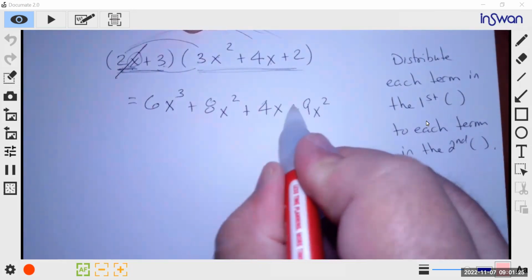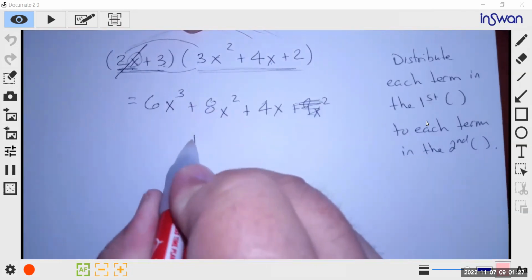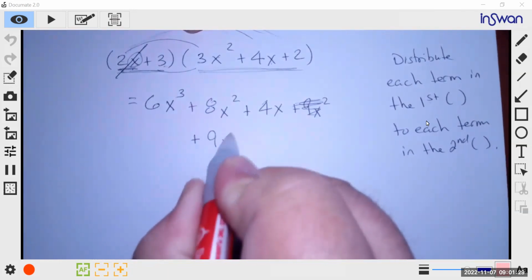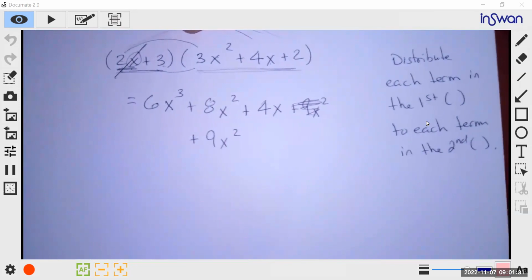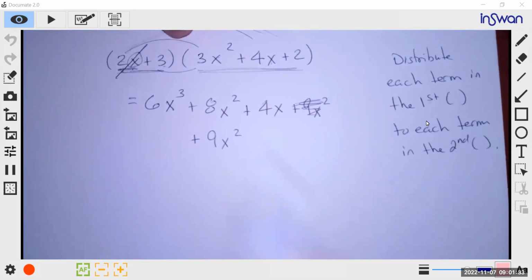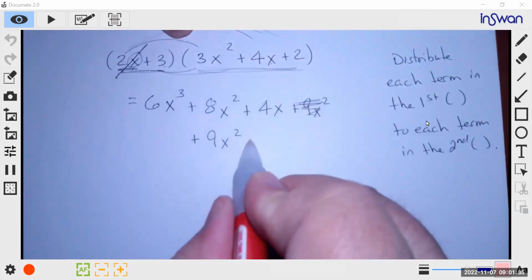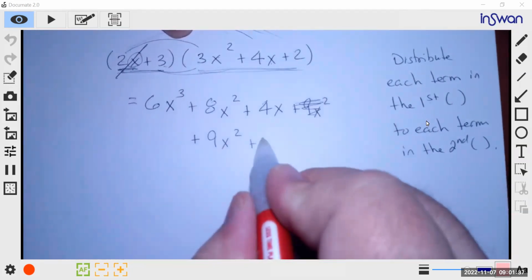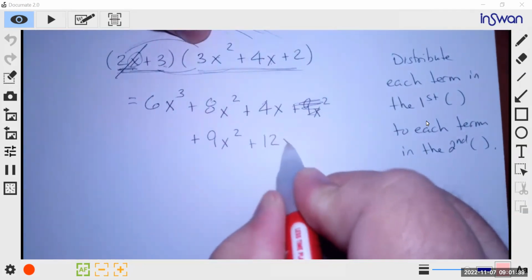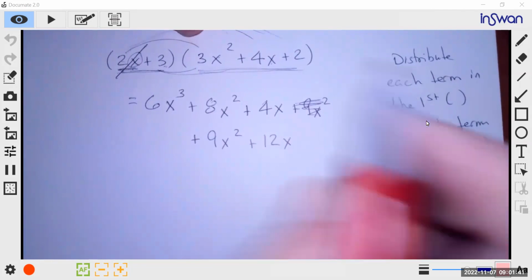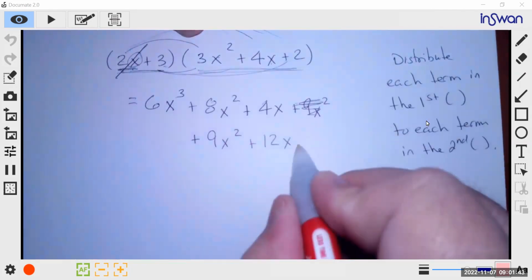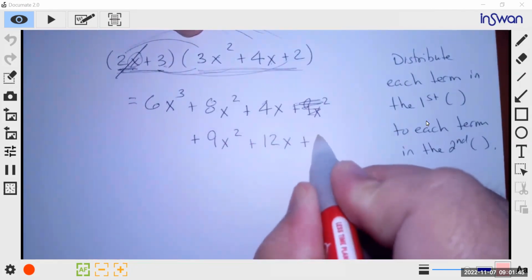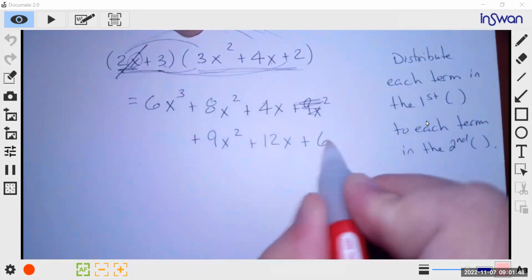Notice, instead of putting it at the end, I could put it under here. I can now line them up. So positive times positive is positive. 3 times 4 is 12. And there's 1x. Positive, positive. 3 times 2 is 6.